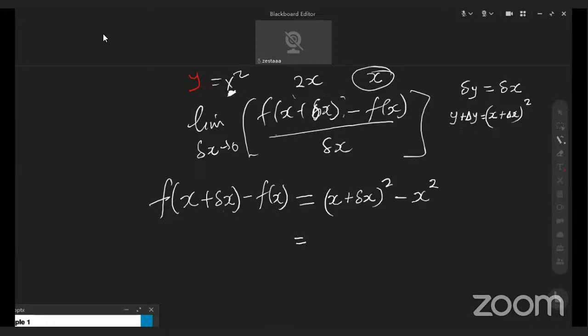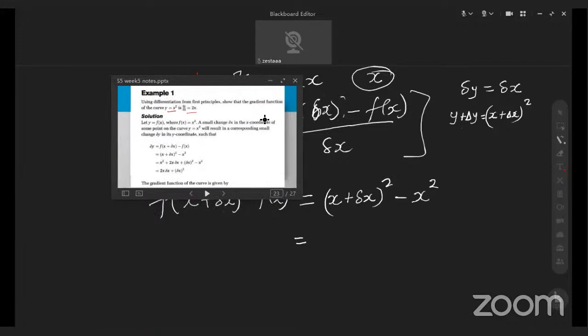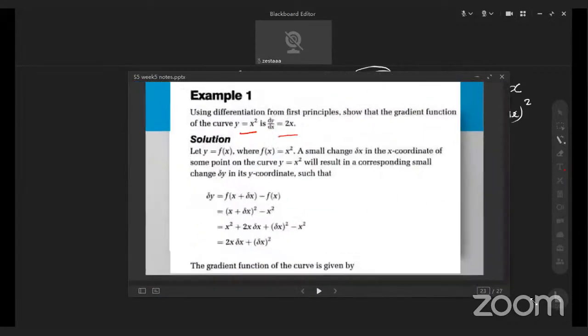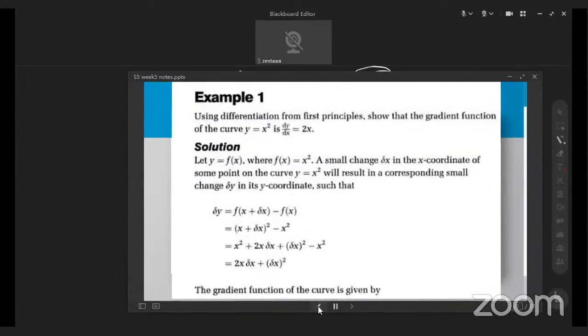Melissa has a question. Melissa? Teacher, you said we only substitute x squared in x, but how come the small change also becomes squared? Now, why is the small change coming in? Because we are being told plus the small change, okay? We are adding a small change. Look at our equation here. Look at our graph. Maybe let me take you to our graph here.